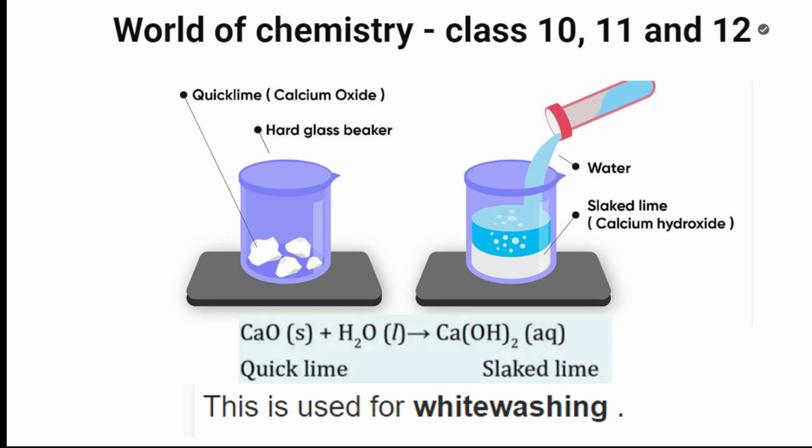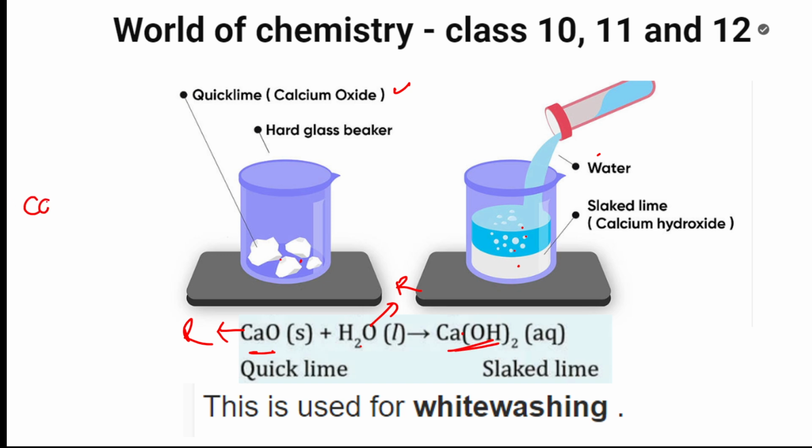Let me explain. First of all, the combination reaction. What did I do? In a beaker, I have taken quicklime. What is quicklime? Calcium oxide, which is a white solid. So this is one reactant. Then I have taken one more beaker, in which I have added one more reactant, that is water. So the calcium oxide, quicklime, is reacting with water, forming calcium hydroxide.